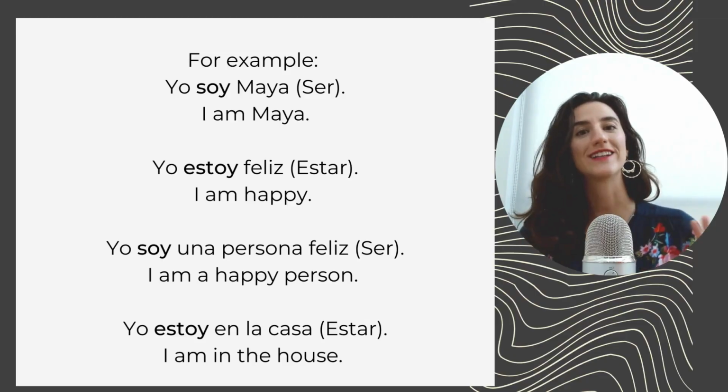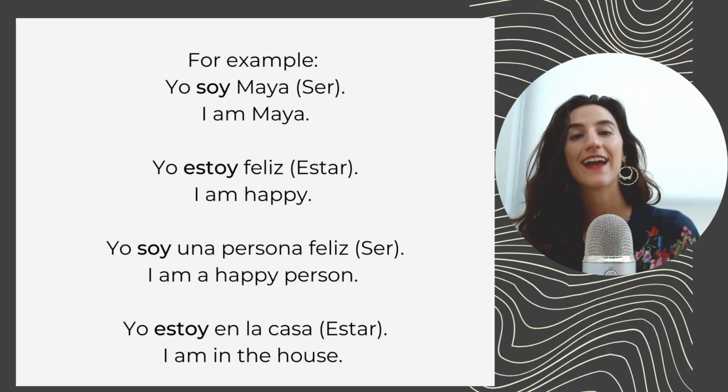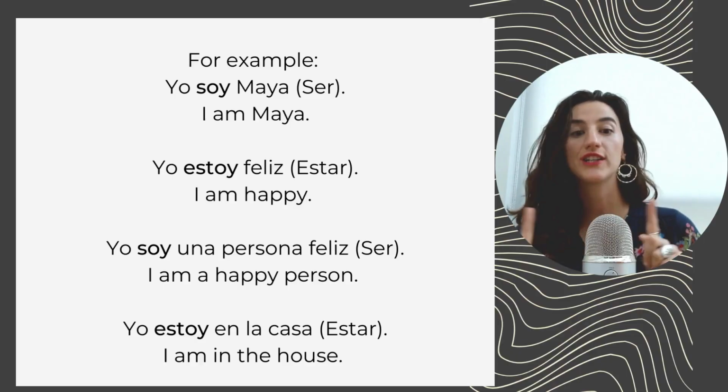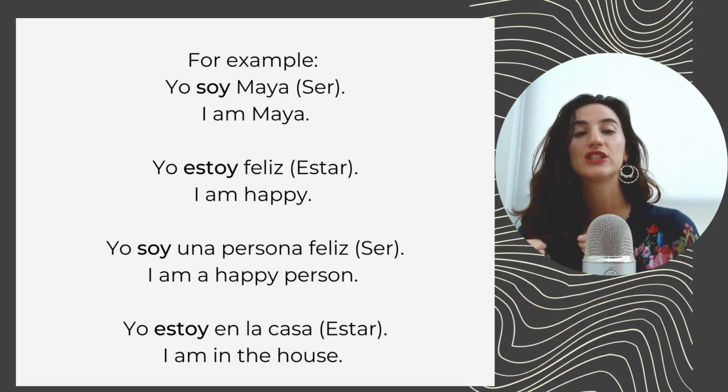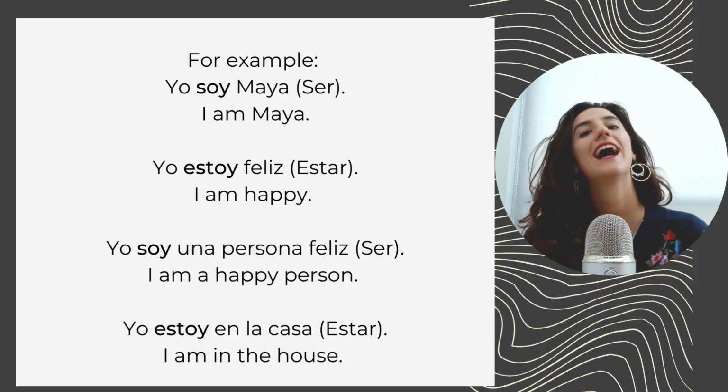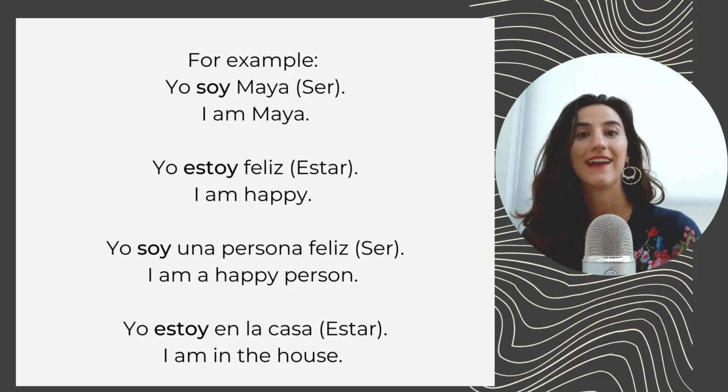The third one is a good way to look at it. Yo soy una persona feliz. I'm using ser, I am a happy person, because this is my personality. This is who I am as a person, not just a temporary emotion. And number four, yo estoy en la casa. I use estar. I am in the house. Because this is a location, I'm always going to use estar.